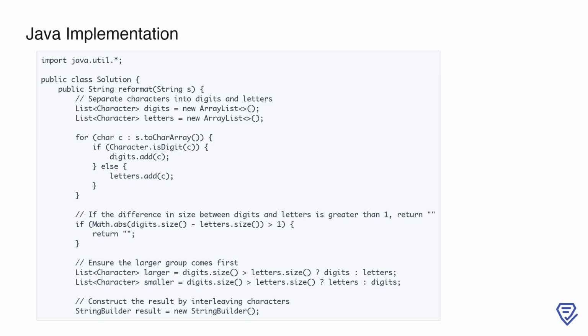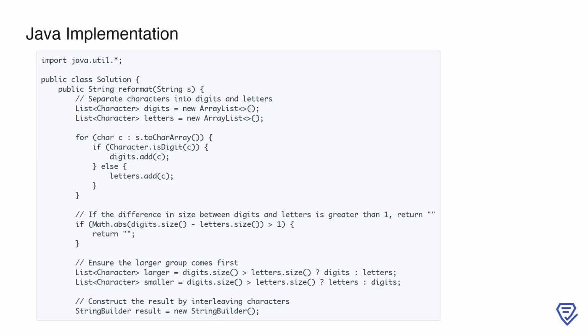Here, we start by importing the necessary utilities and defining our solution class along with the reformat method. The goal of this method is to rearrange the input string such that digits and letters alternate while maintaining their original order within their respective groups. First, we initialize two lists, digits and letters, to separate the numeric and alphabetic characters. Then, we iterate through the input string using a for each loop.